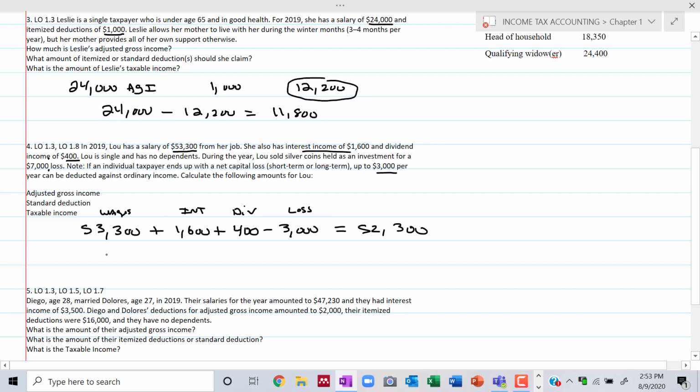Next, they ask for the standard deduction. Looking back at the problem, I don't see an itemized deduction. And so her standard deduction, based on the fact that she's single, will be $12,200 from the table to the right.